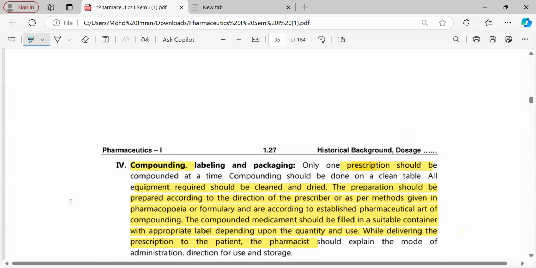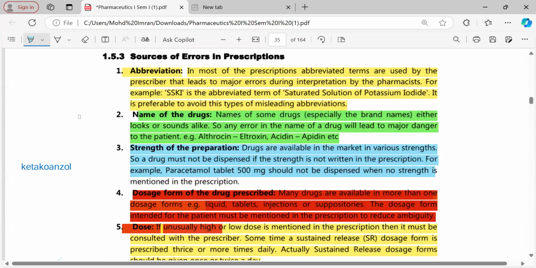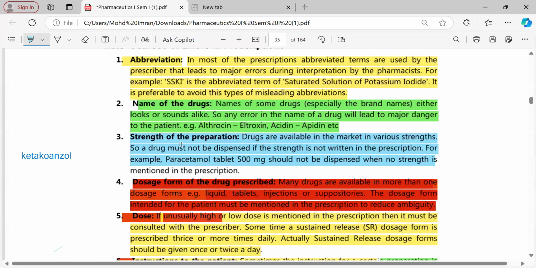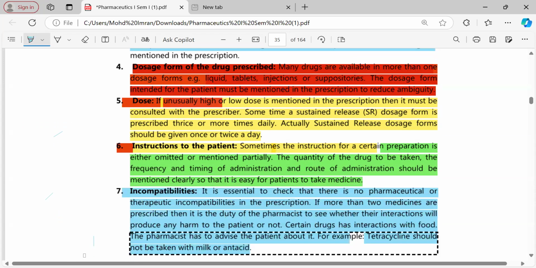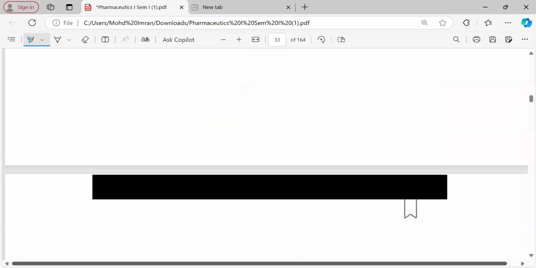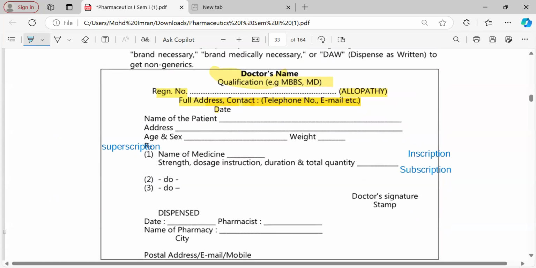These are the errors in the prescription. Not only these known errors: abbreviation, name, strength of the drug should be mentioned, frequency of the drug should be mentioned, dosage form should be mentioned, instruction to the patient should be given. All parts of the prescription are important. Missing anything will lead to a serious error, right?